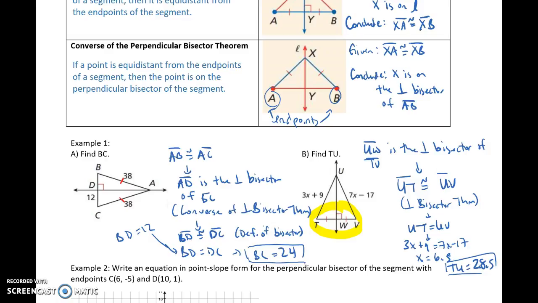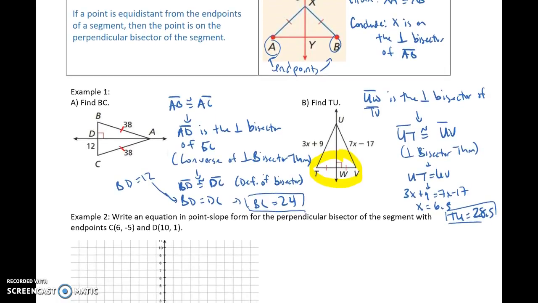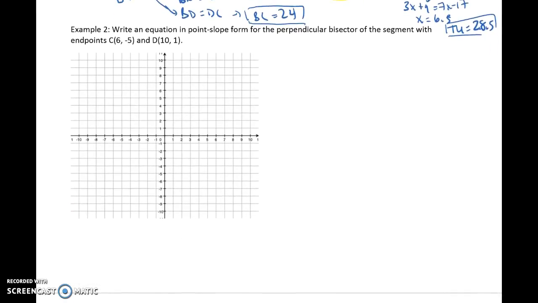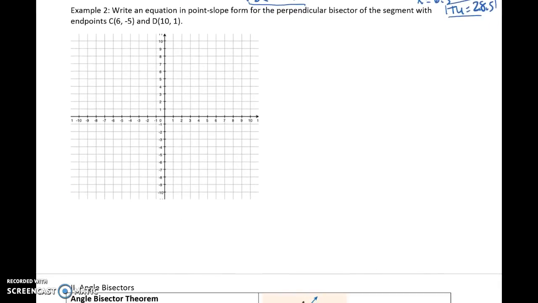The other thing I'd like you to be able to do with perpendicular bisectors is write an equation. So kind of going back to your Algebra 1, let's think about how you write an equation. Here I'm asking for point-slope form, so you want to make sure you remember what that is, versus slope-intercept form, of the perpendicular bisector of the segment with endpoints C and D. So I'm going to go ahead and graph these 2 points to draw my segment, and you might be thinking, well, do I have to? The answer is no, you don't, but I'm going to show you why it might be a nice idea to do that.